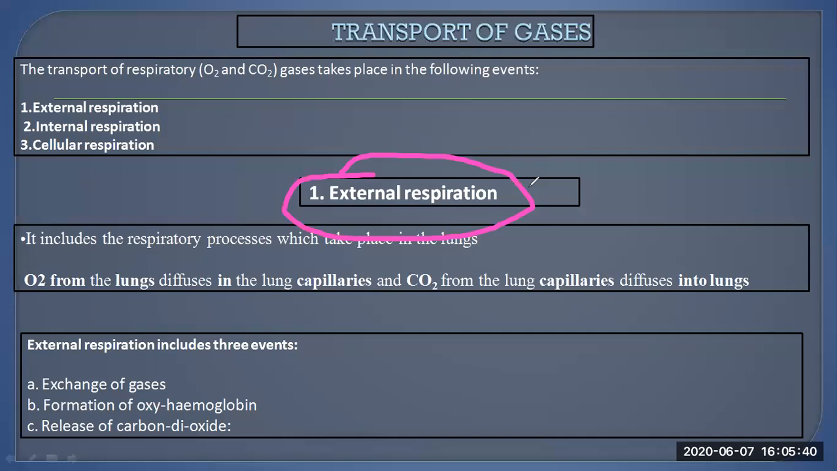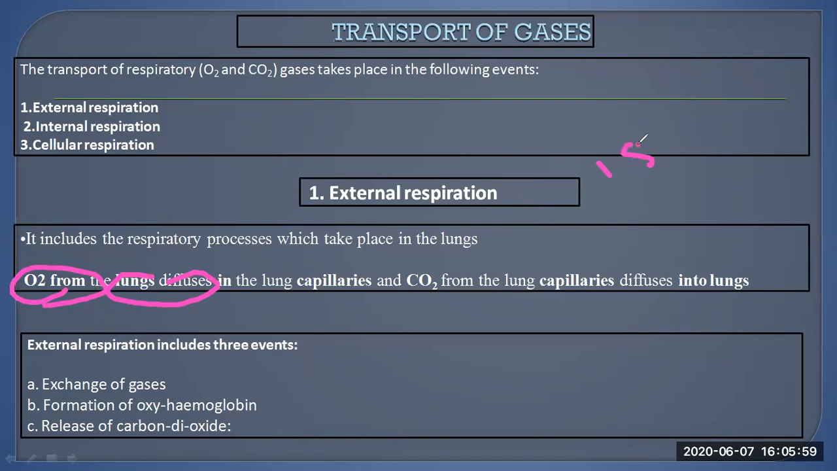After that, gaseous exchange takes place, and this is the external respiration. It includes the respiratory process which takes place in the lungs. External respiration means this takes place in the lungs. And oxygen from the lungs, because we know that in the atmosphere the partial pressure of oxygen is 159.